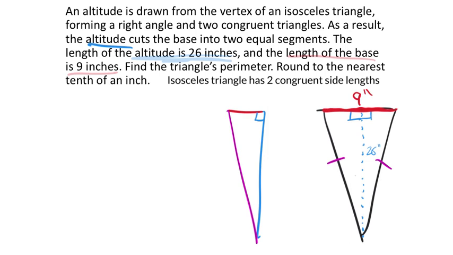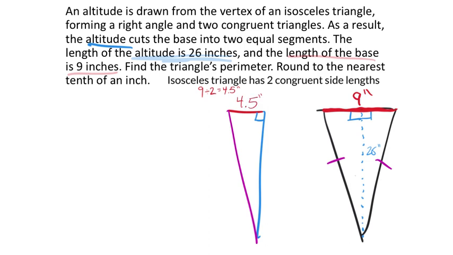So I can't just use the 9 inches. I can't say, hey, look at this one, it's 9 inches right here. I cannot do that, although it's a common mistake. What we've got to do is take the original base length of 9 and cut it in half. So I'm going to divide it by 2. That's going to be 4.5 inches. So this length right here is 4.5 inches.